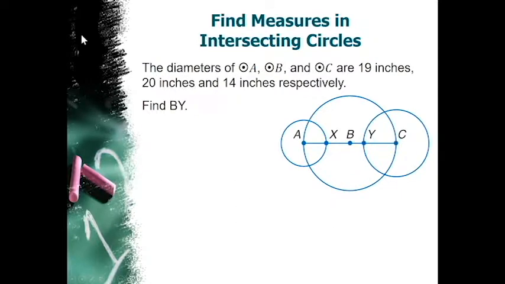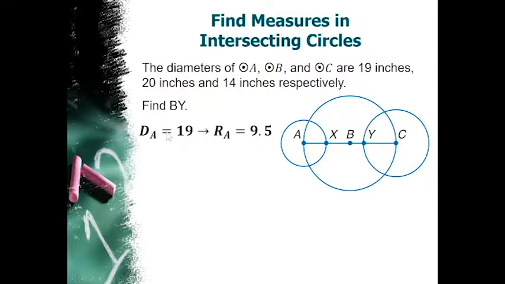In this problem, we're going to use our intersecting circles to find the length of BY. BY is this length right here. They tell us that circle A has a diameter of 19 inches, circle B has a diameter of 20 inches, and circle C has a diameter of 14 inches.